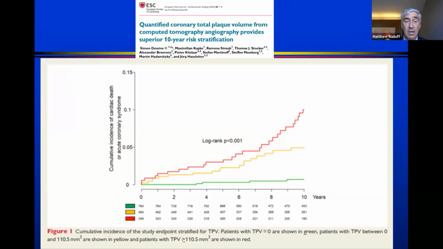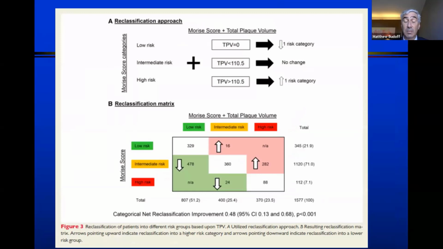This is a study by Dr. Hausleiter's group looking at 10-year risk stratification and showing us that plaque volumes, here a total plaque volume in red being high, predicted cardiovascular events, moderate plaque volumes in yellow, and no, minimal or zero plaque volume in green, showing the best outcomes. So plaque volumes can predict outcomes and can help us with net reclassification.